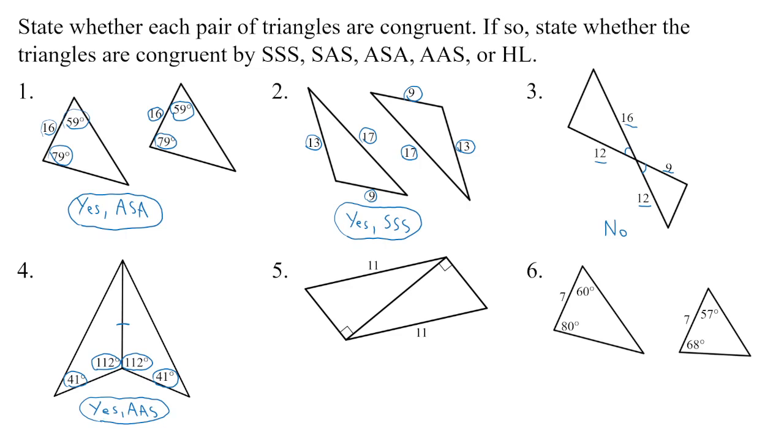All right, if you look at number 5, we have two right triangles. And we know that the two hypotenuses are congruent. And as you can see, they share a leg. So the two triangles are congruent, and they will be congruent by hypotenuse leg.